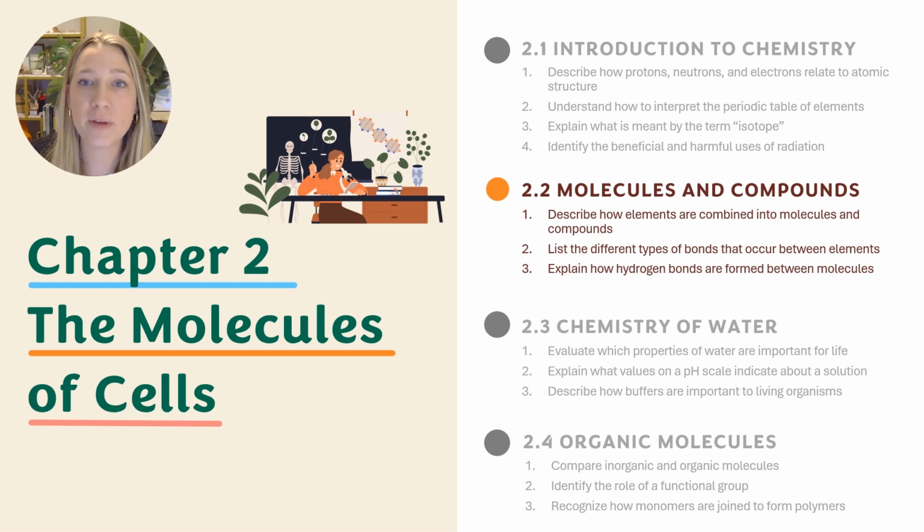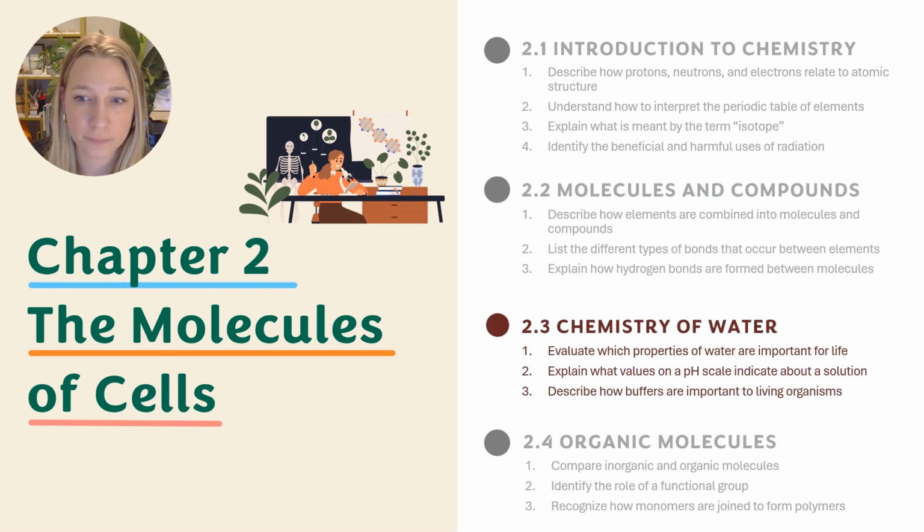So in this section, we've explored how atoms combine to form molecules and compounds, the types of chemical bonds that hold these structures together, and the unique properties of ionic, covalent, and hydrogen bonds. These concepts are foundational for understanding the chemical interactions that drive biological processes. In the next section, we're going to look at the properties of water and why it's essential to life. We will also look at what values on the pH scale indicate about a solution and describe how buffers are important for living organisms.